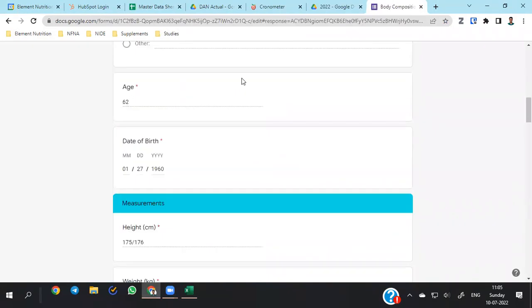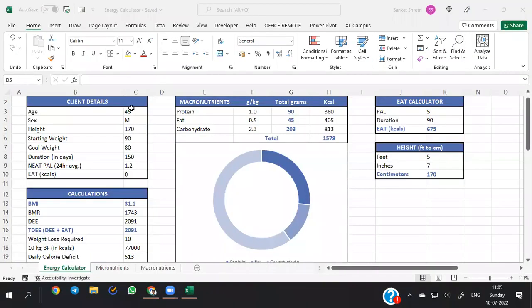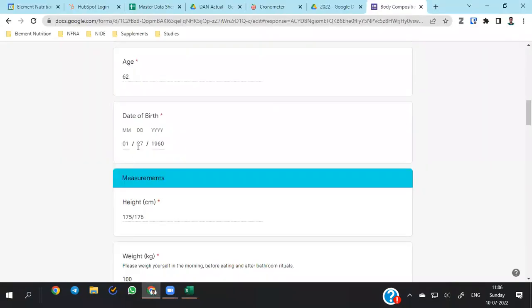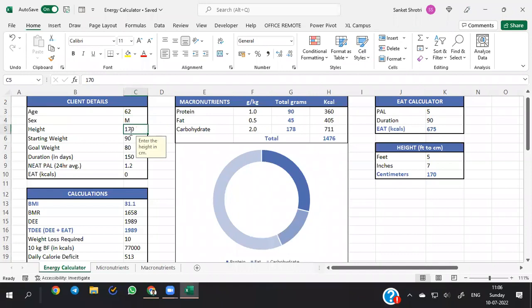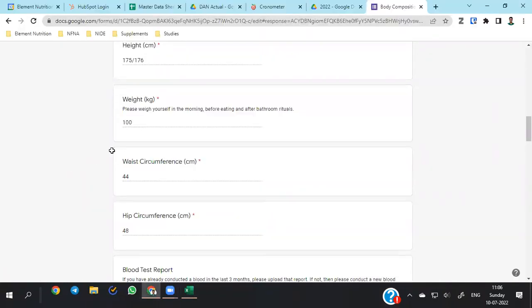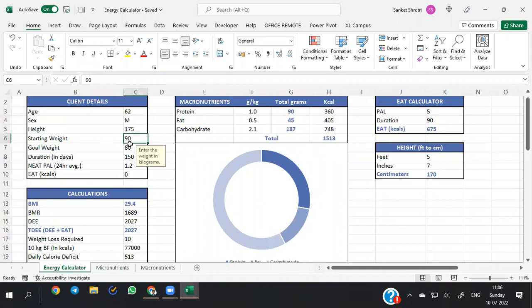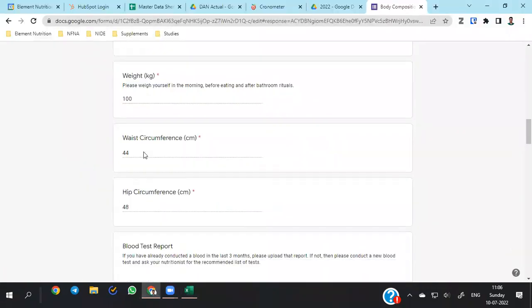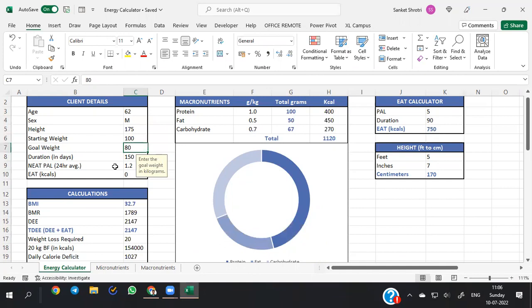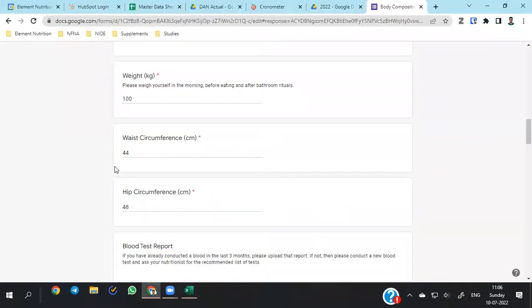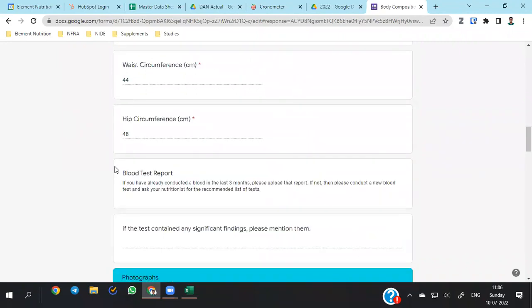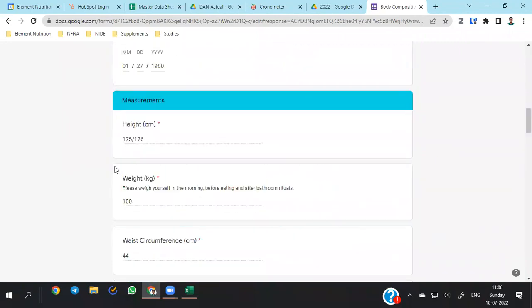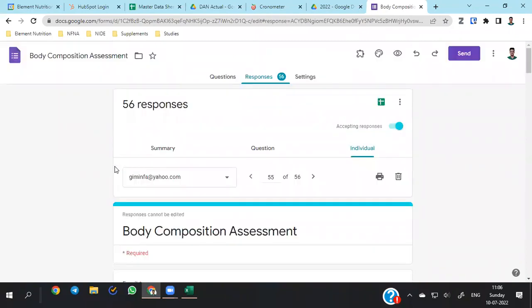Okay, so age is 62. Let's go with this. A 62-year-old male. 175 centimeters is the height. Starting weight 100. Quite overweight. Waist circumference 44. And hip circumference is 48. We'll not need that as of now. So we have the photographs and everything. We don't need anything else.